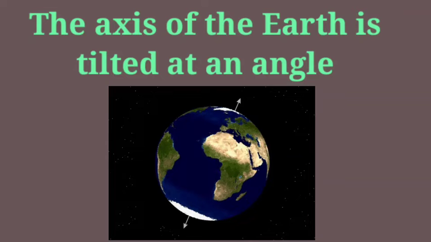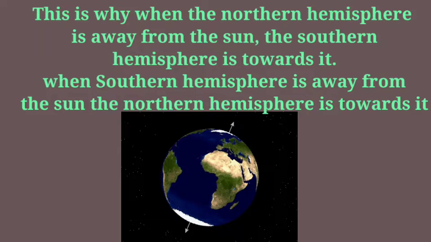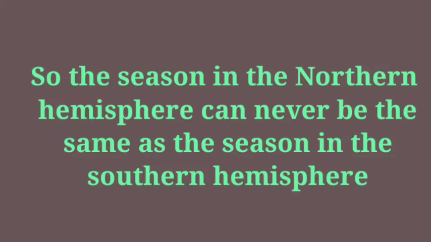The axis of the earth is tilted at an angle. This is why when the northern hemisphere is away from the sun, the southern hemisphere is towards it. When the southern hemisphere is away from the sun, the northern hemisphere is towards it. So, the season in the northern hemisphere can never be the same as the season in the southern hemisphere.